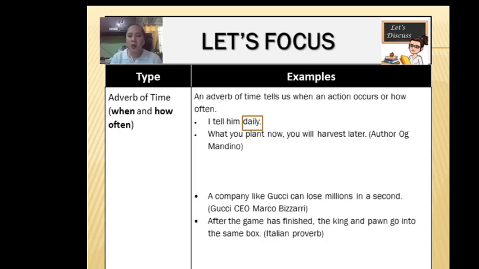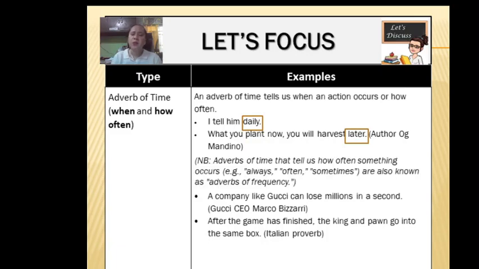What you plant now, you will harvest later. What do you think is our adverb of time here? If you say later, then you are right. Note that adverbs of time that tell us how often something occurs, for example always, often, sometimes, are also known as adverbs of frequency. Now let's go to adverbial phrases.